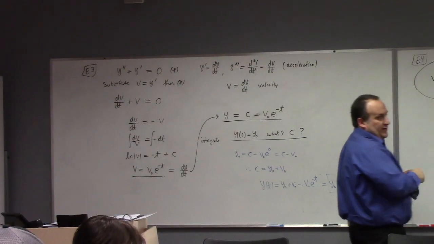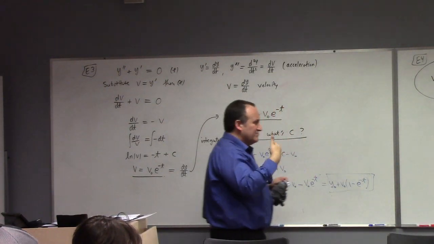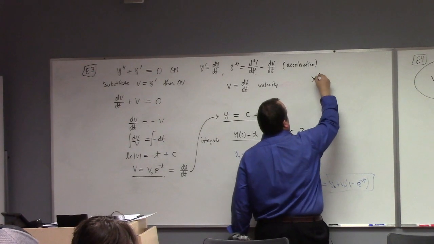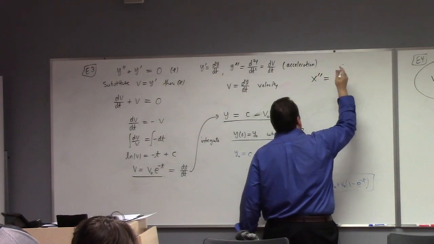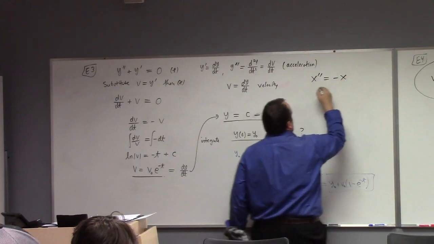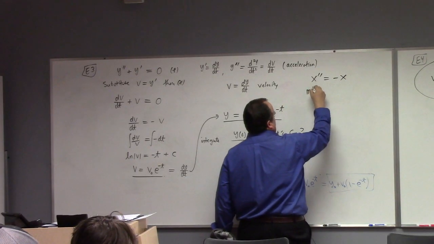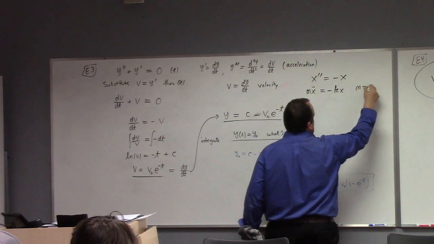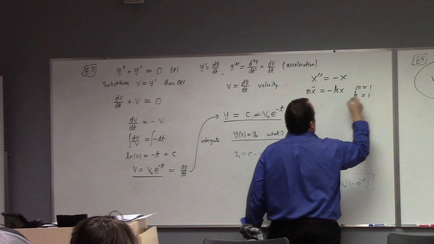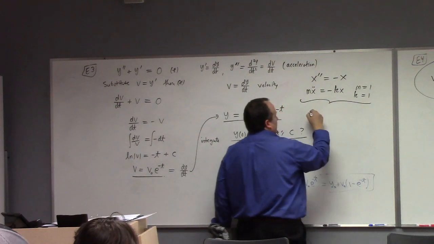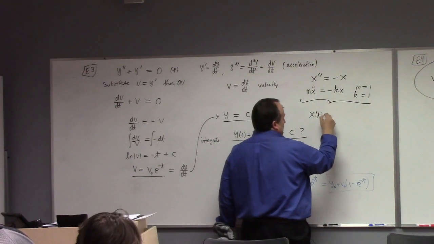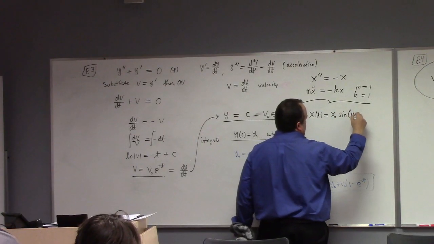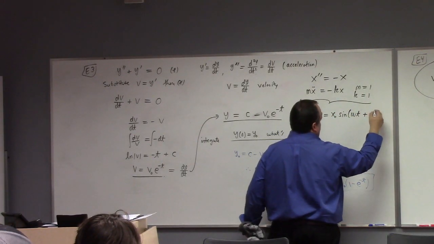You could look at that like y prime prime equals minus y. Or if you like, so like the last problem, if you think about the same mathematics, x prime prime equals minus x. In other words, you've got m x double dot equals minus kx with m equals 1, k equals 1, right? You go through the math we just did, you see the solution is x of t equals x naught sine of omega t plus some phase angle. You could write it this way.